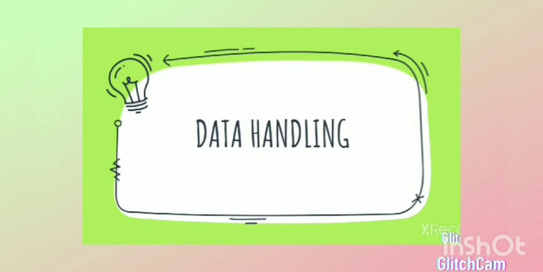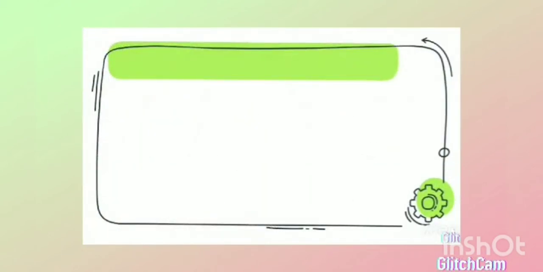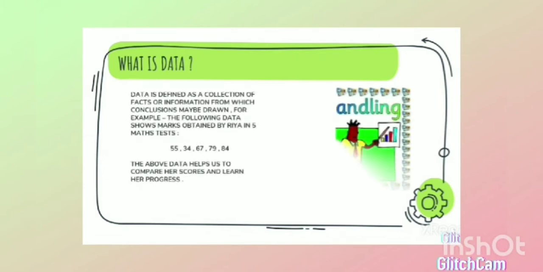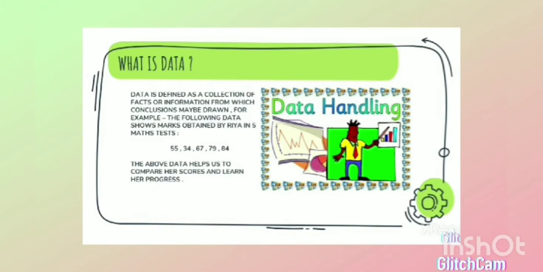Today, we are going to learn how to draw pictograph and read it. But before knowing pictograph, we must know what is data. Data is a collection of information which can be used to draw conclusions.